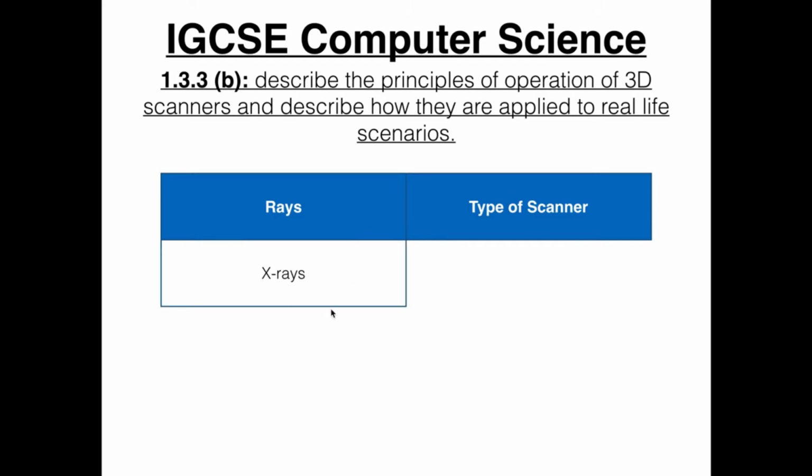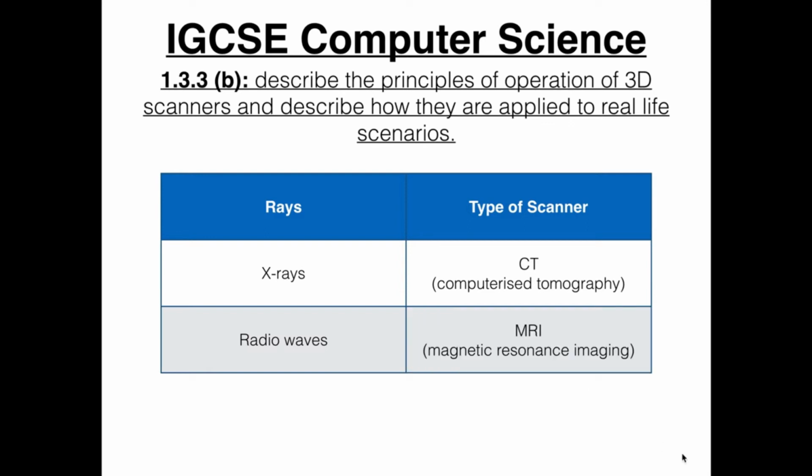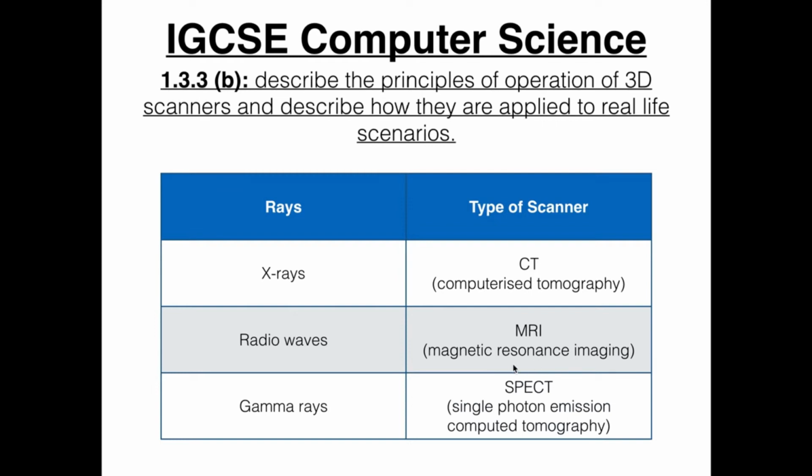So like X-rays, CT scanners use X-rays. MRI scanners use radio waves. And SPECT scanners use gamma rays. So these are just examples of what types of scanners use which rays for taking pictures of the object.